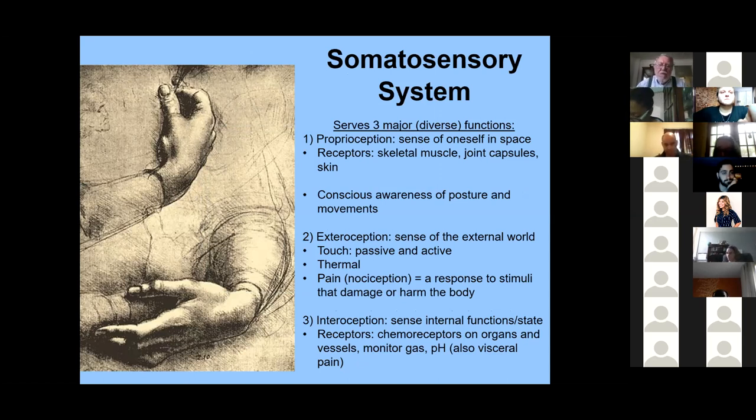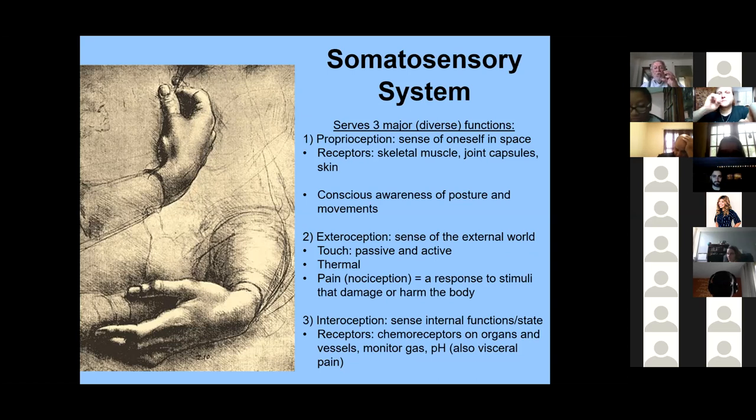So the somatosensory system actually covers three very major and diverse functions. The one we usually pay attention to most is exteroception. That is the sense of the external world through what? Passive and active touch or pressure, thermal sensitivity, and then pain and nociception, which is the nociceptive effect itself, and then any kind of chemoreceptive change that happens afterwards.